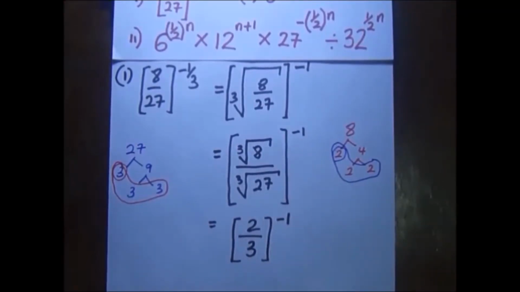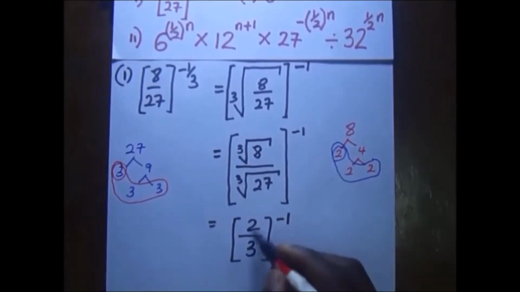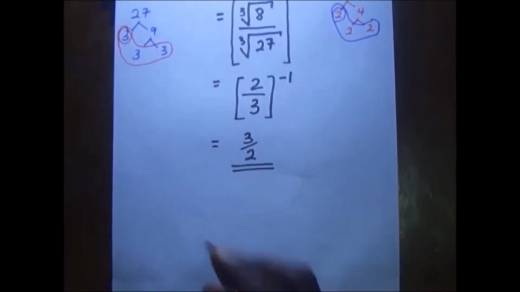But remember we said that any number to a negative index will give you the reciprocal. So removing that negative, it is simply going to be 3 over 2 to the power 1. And that is the answer to Roman 1. Let's go and do Roman 2.